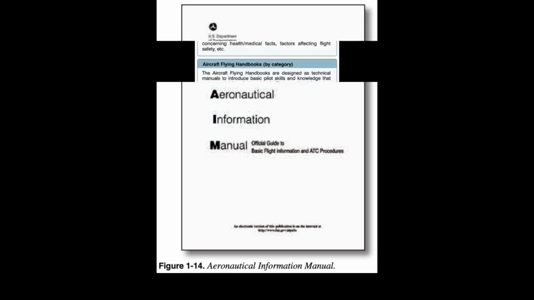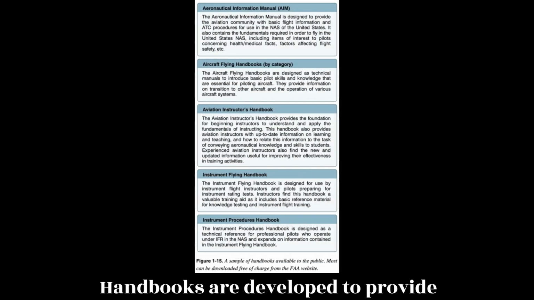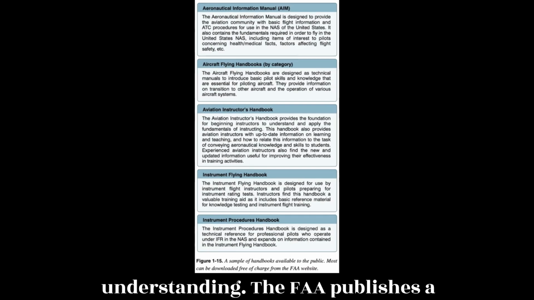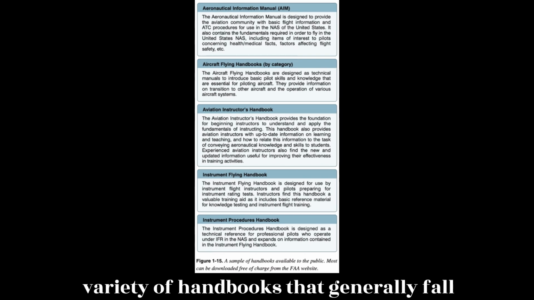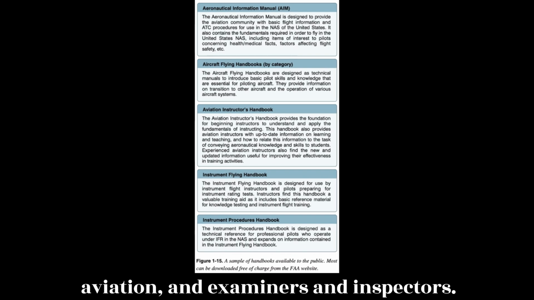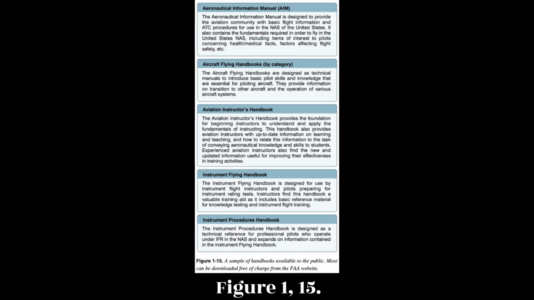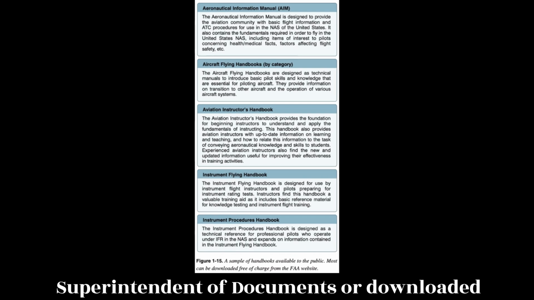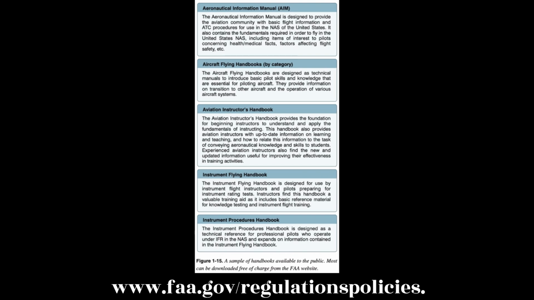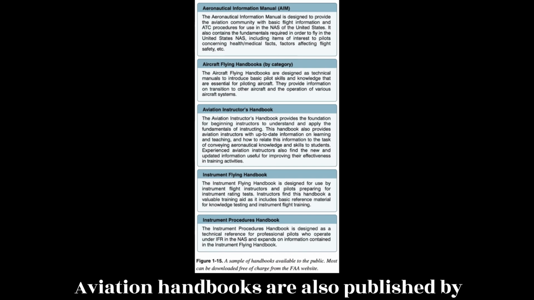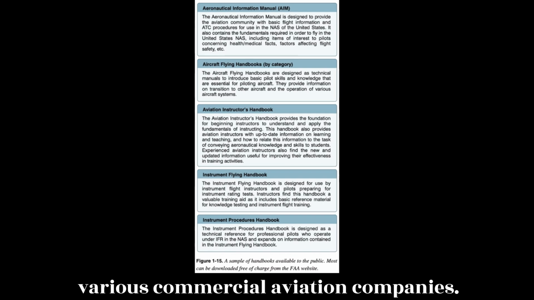Handbooks. Handbooks are developed to provide specific information about a particular topic that enhances training or understanding. The FAA publishes a variety of handbooks that generally fall into 3 categories: aircraft, aviation, and examiners and inspectors. Figure 1.15. These handbooks can be purchased from the Superintendent of Documents or downloaded at www.faa.gov/regulations_policies. Aviation handbooks are also published by various commercial aviation companies.